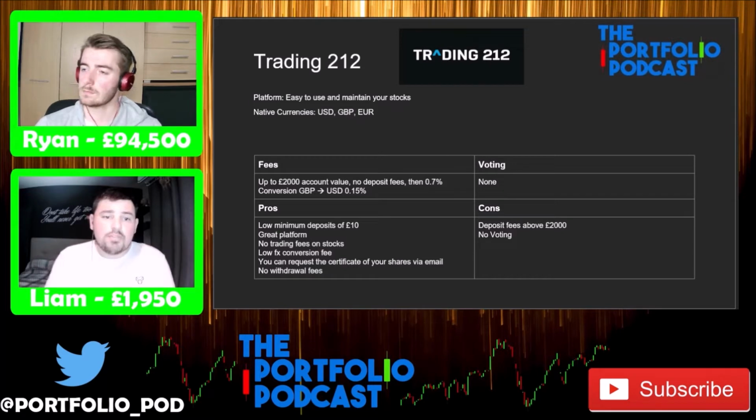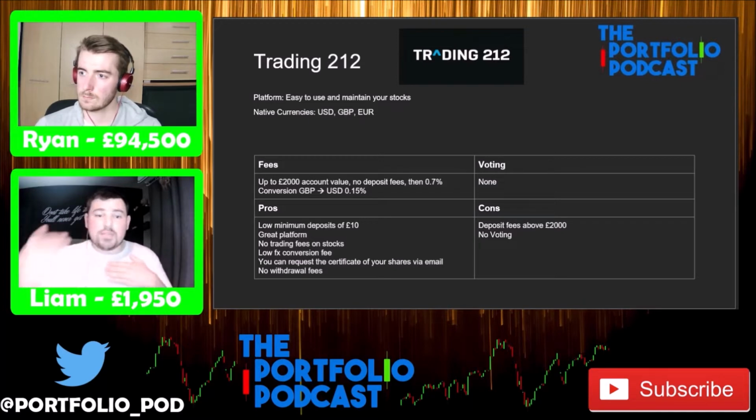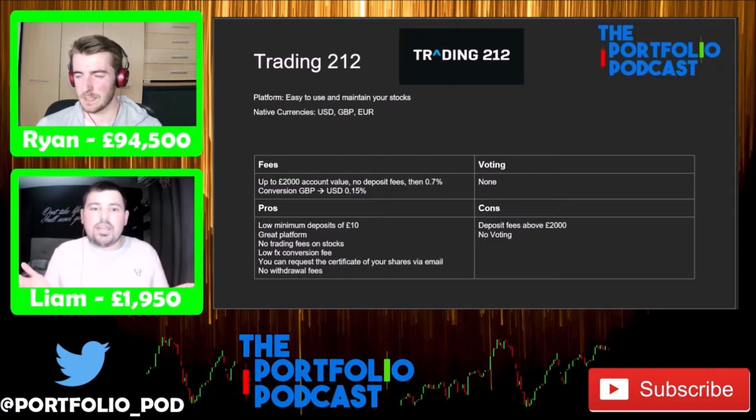Right, so the fees for these guys. When you are depositing, there's no deposit fees until you hit that £2,000 total deposited over however long you have the account. Everything above that is charged at 0.7%, which isn't steep. It's not horrendous, but it's still money.